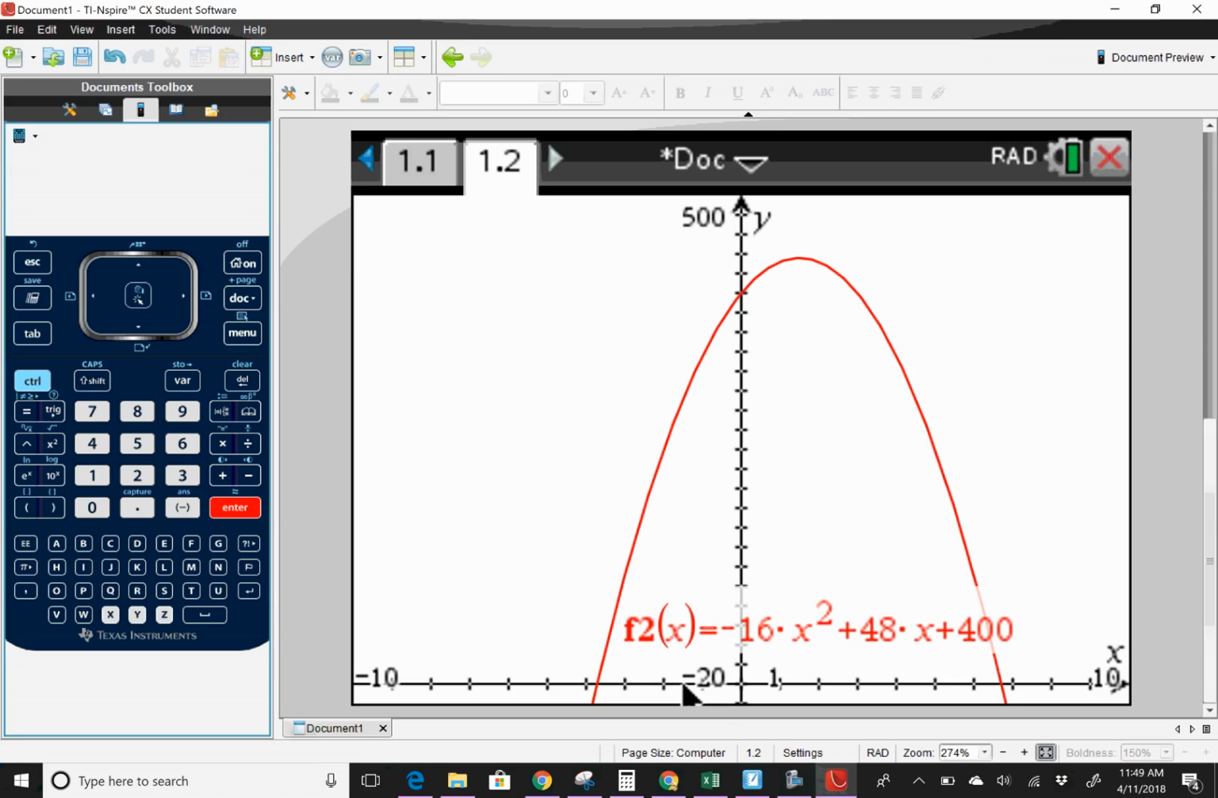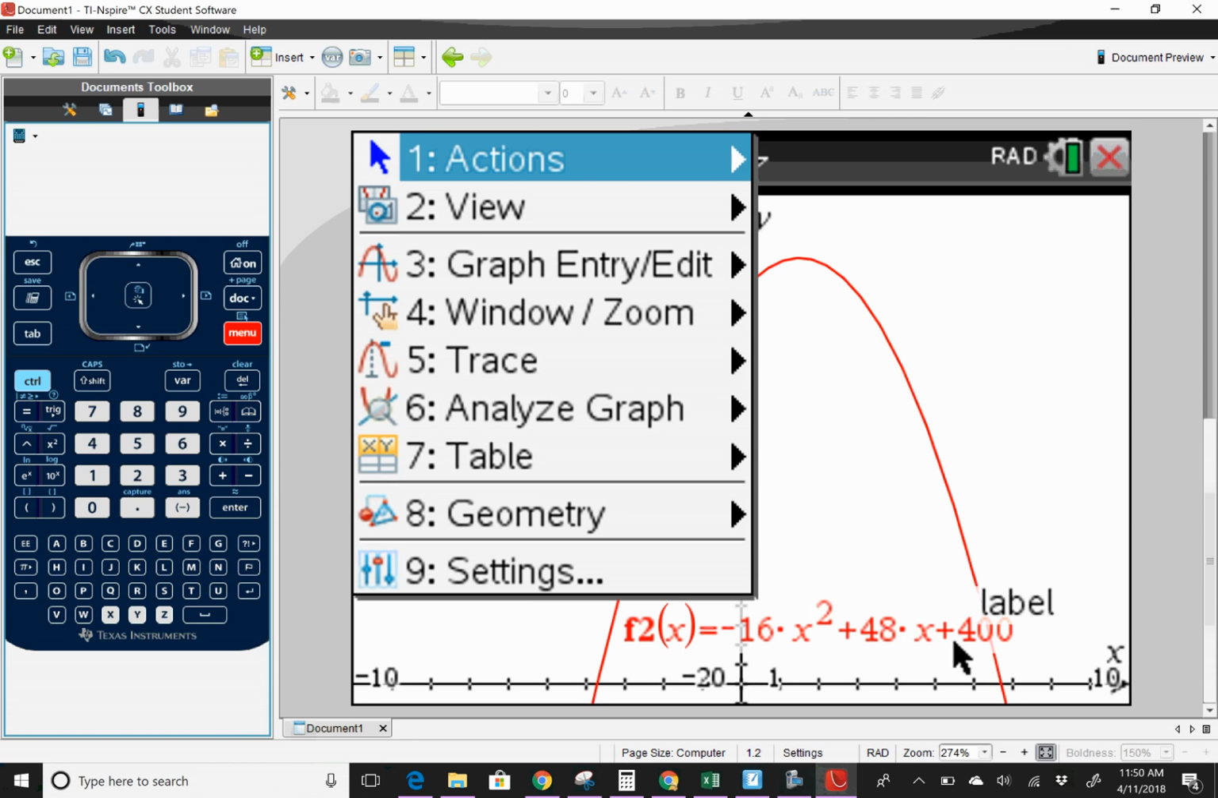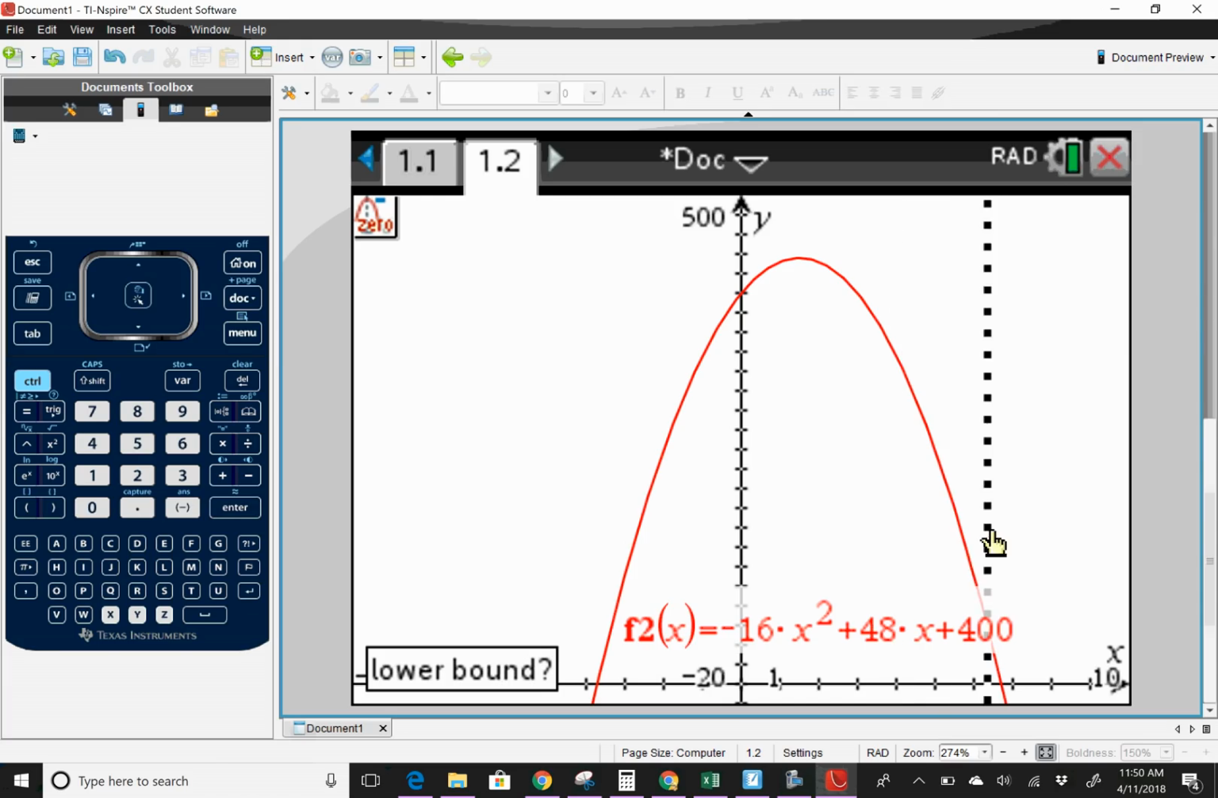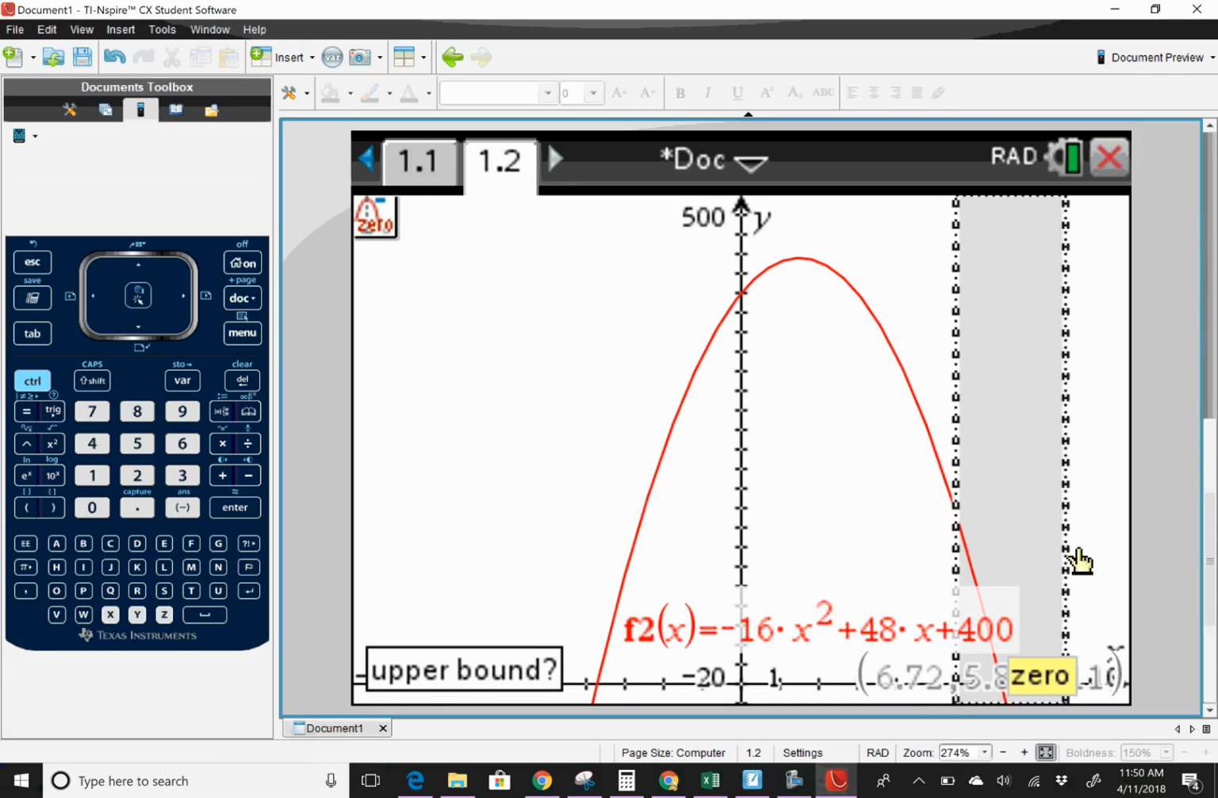So that's what the function looks like. Now, how long would it take it to reach the ground? This is where it started because that's time 0. So where does it reach the ground? Right here, which is our 0. So I'm going to hit menu, analyze graph, zero. I want this one. I don't care about the one on the other side.